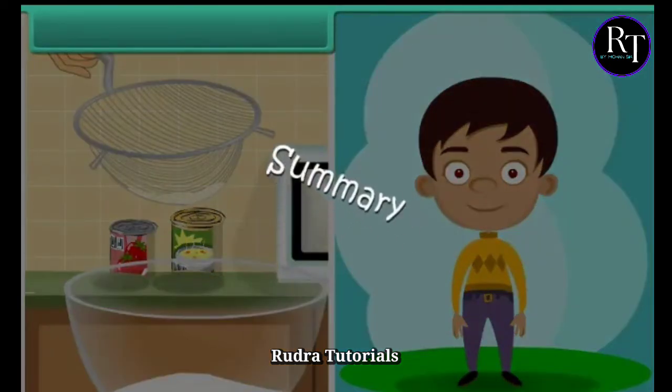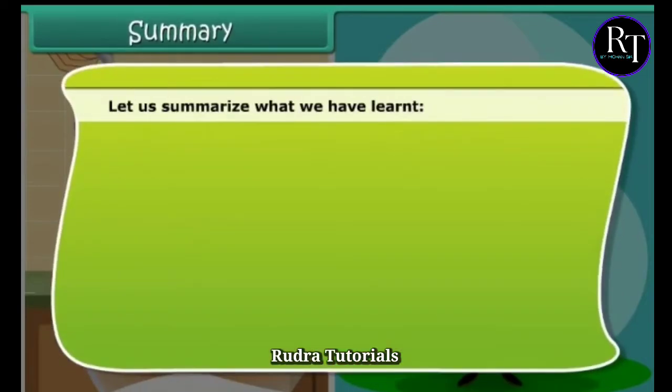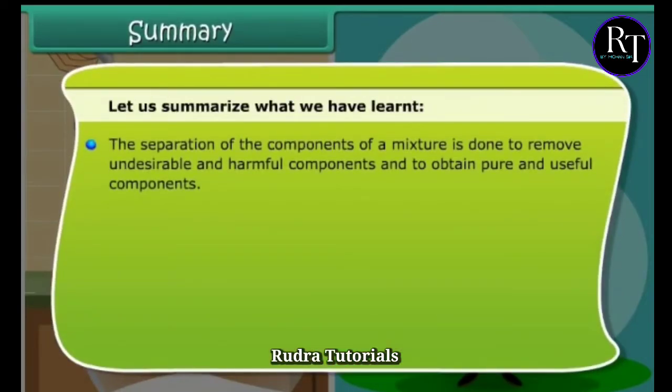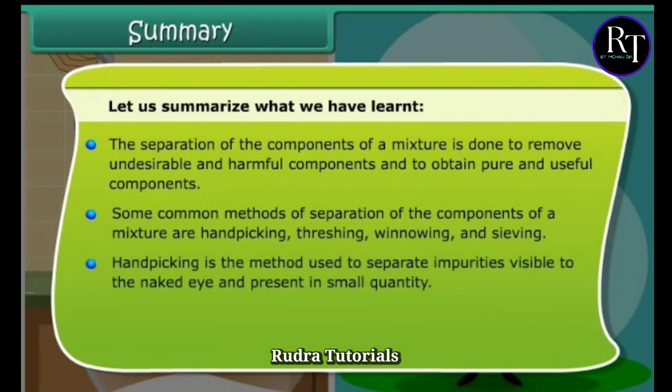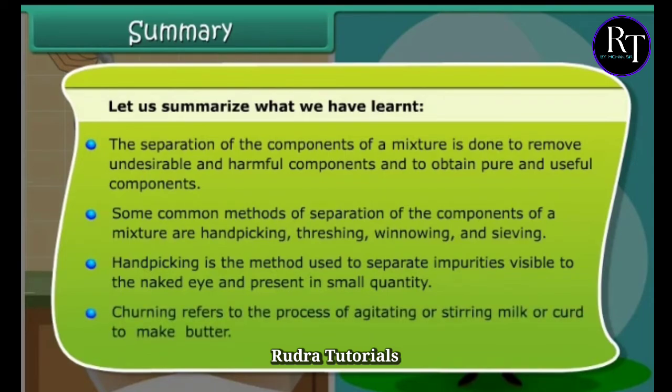Let us summarize what we have learnt. The separation of the components of a mixture is done to remove undesirable and harmful components and to obtain pure and useful components. Some common methods of separation of the components of a mixture are hand-picking, threshing, winnowing, and sieving. Hand-picking is the method used to separate impurities visible to the naked eye and present in small quantity. Churning refers to the process of agitating or stirring milk or curd to make butter.